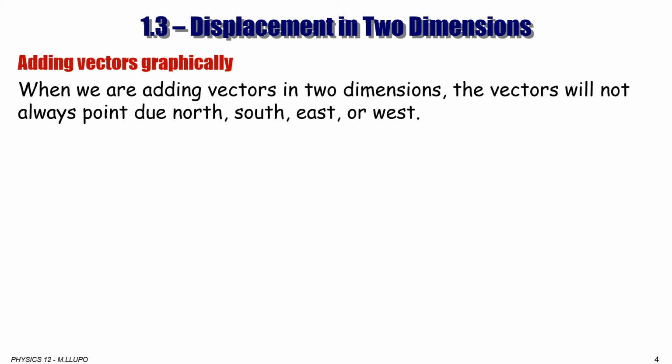We're going to focus on this part of the lesson, adding vectors graphically. When we add vectors in 2 dimensions, the vector will not always point due north, south, east, or west, or along the x-axis or y-axis. They can point anywhere in between. It's like any motion. So that's why we need to know how to draw a vector properly.